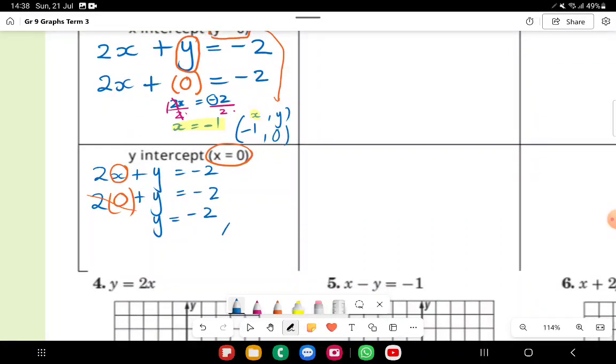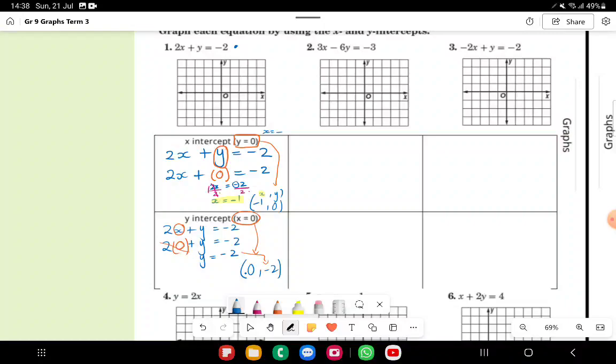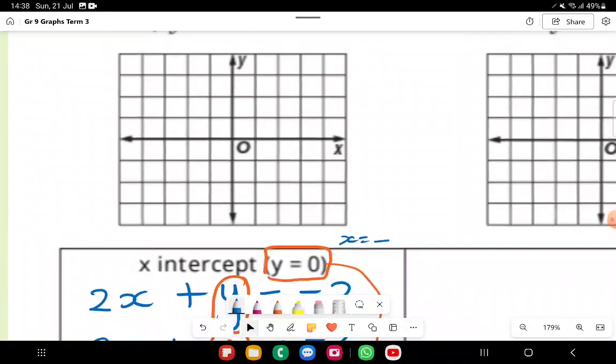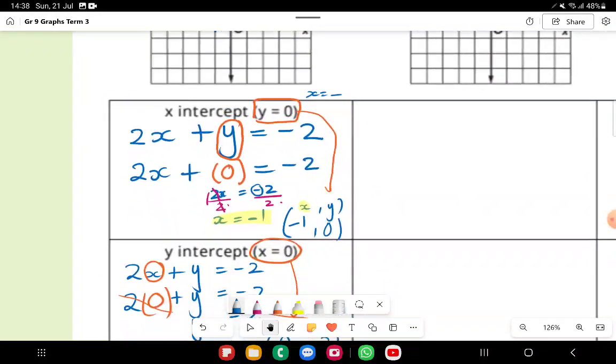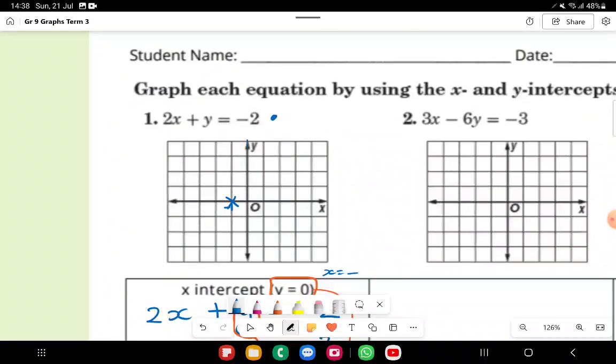My coordinates here are going to be x is 0, so that's from there, and y from here is -2. Now I can plot these points, -1, 0, and 0, -2. So on my Cartesian plane, I go to x is -1, which is over here. That's my first point. And the second one, y is -2. So on the y-axis, I go to -1, -2.